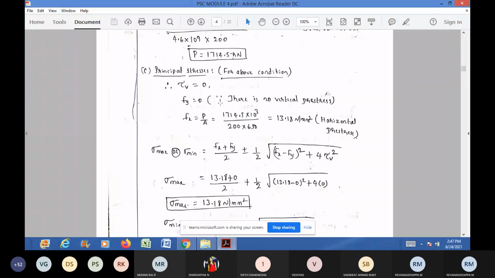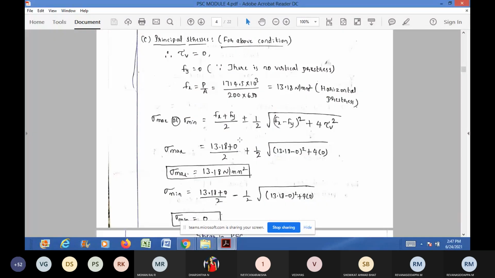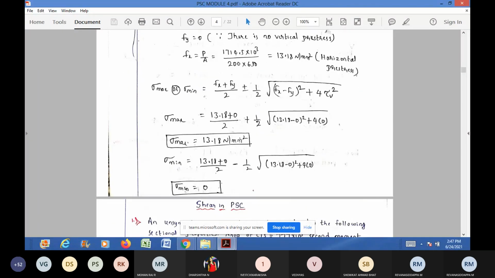Now all the parameters are known. Just substitute and calculate sigma max and sigma minimum. First you add both the terms, then you subtract. That means first calculate fx plus fy divided by 2 plus half of under root fx minus fy whole square plus 4 tau v square. Then you change the sign to minus and calculate. You will get sigma max and sigma minimum. I have calculated; you can refer. Sigma max 13.4 Newton per mm square, sir. Yes, right. 13.4 Newton per mm square, and sigma minimum I think you will get 0. Yes, sir, 0. Sigma minimum equal to 0. So this completes the problem.